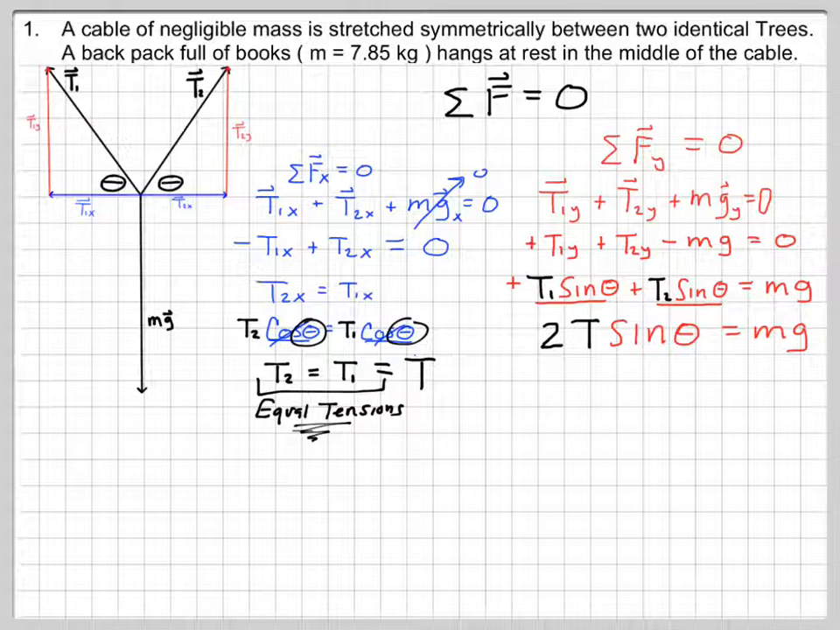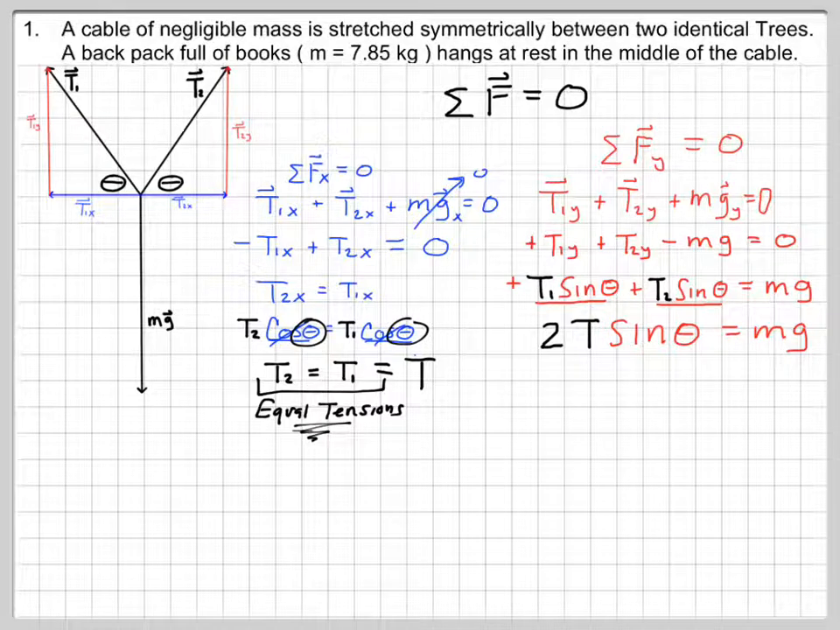I can add them together and get 2 times one of those terms. And in doing that, I figured out a symbolic expression for T in terms of all these things that I know. The mass of the backpack, the gravitational force field that it's in, and any hanging angle I'm interested in calculating the tension for. Ding, ding, ding, ding, big deal.